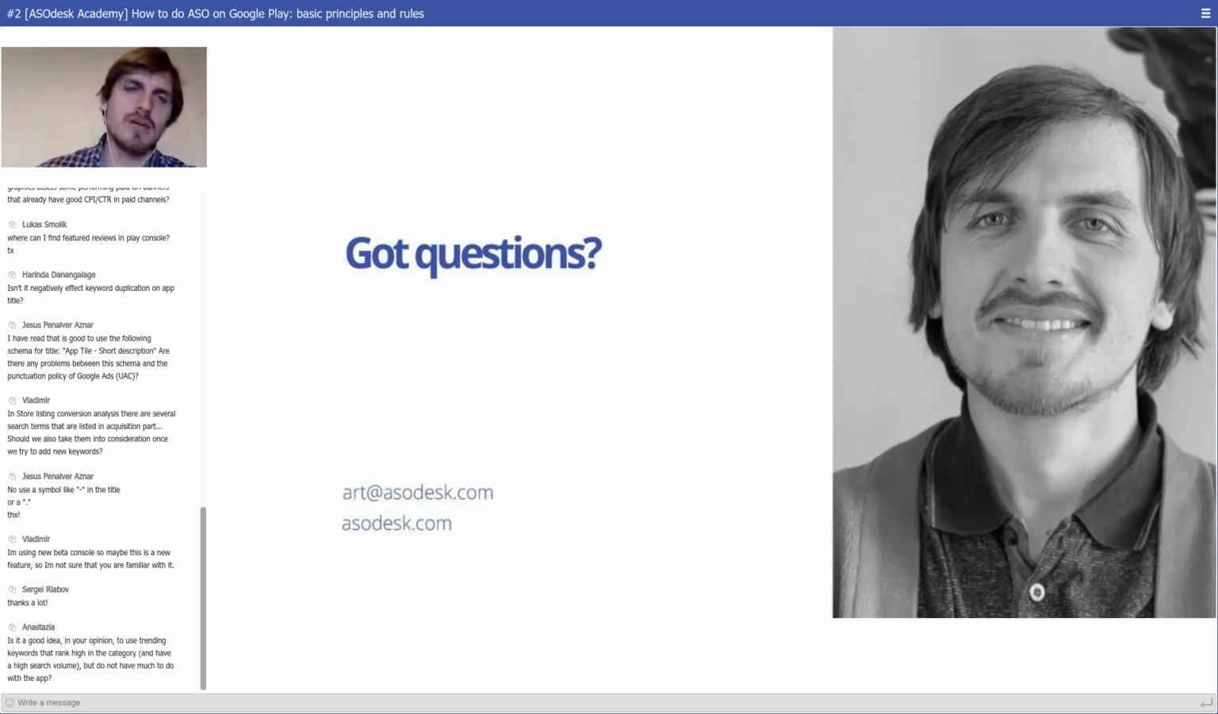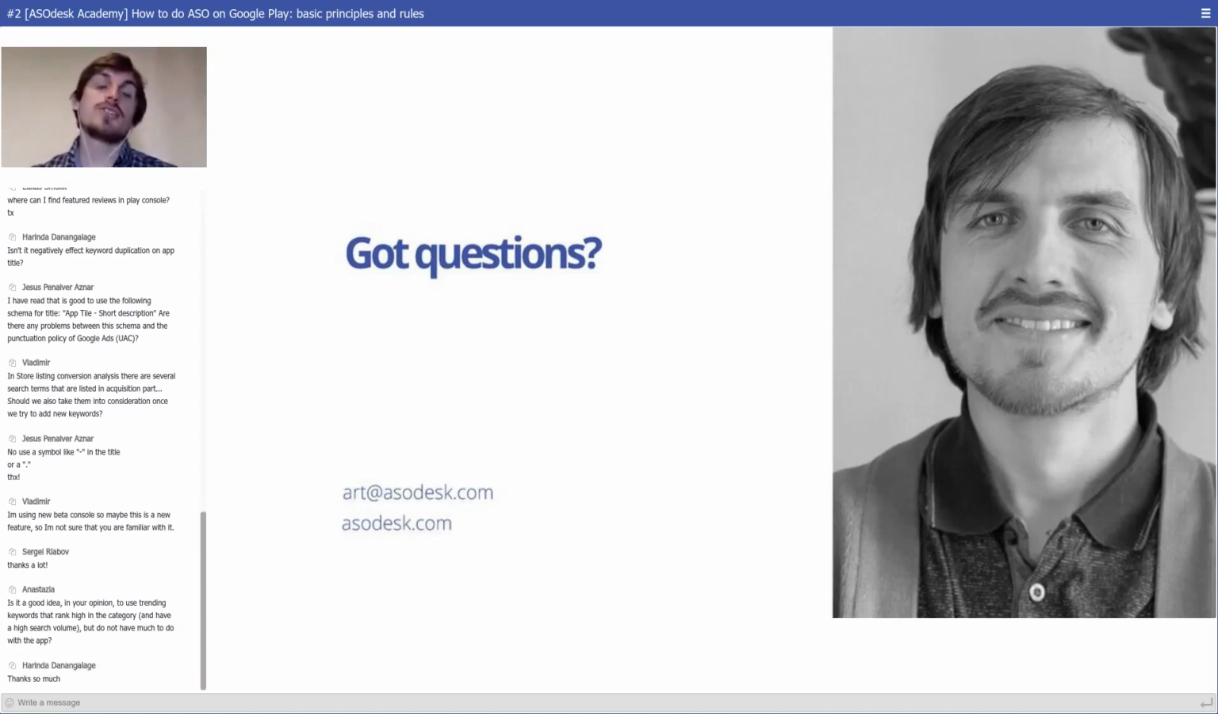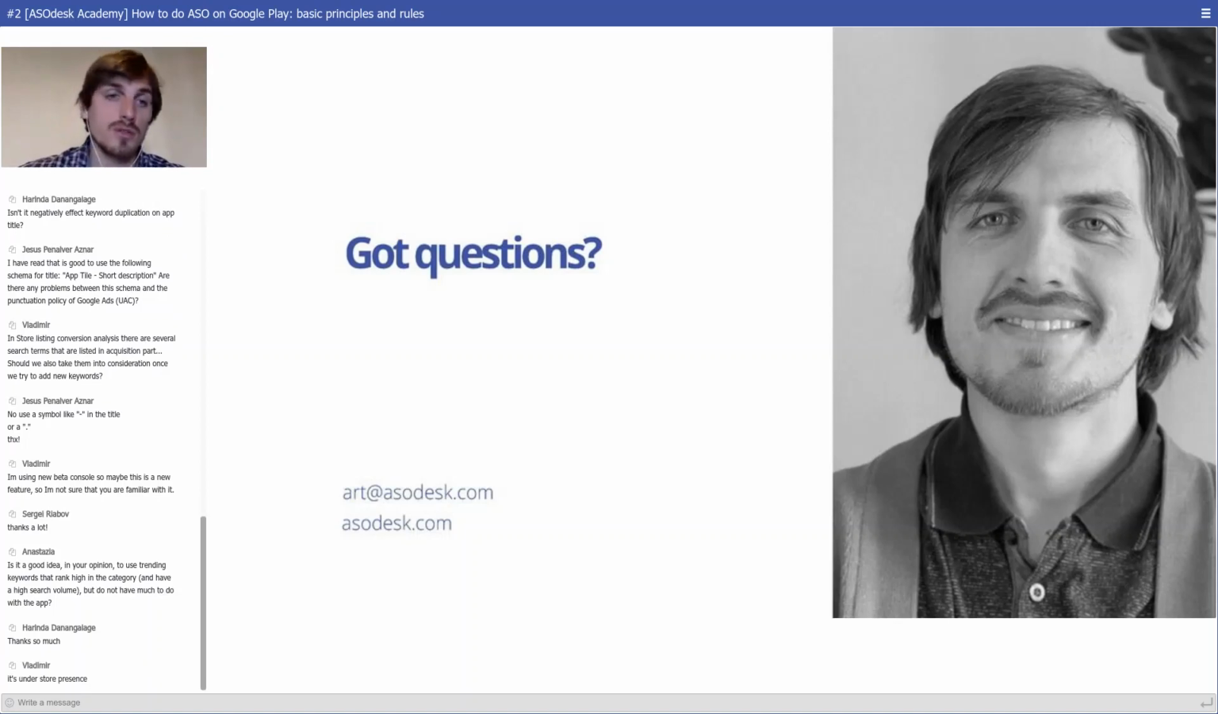Okay, Vladimir, now, of course, the acquisition report on Google Play. This is super important. The acquisition report is one of the most analytical tools for an ASO practitioner on Google Play. So definitely, if you see that some keyword is performing well, of course, move it to the short description or title. Definitely target it.